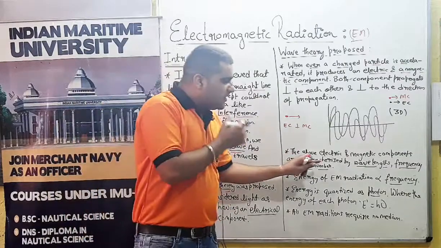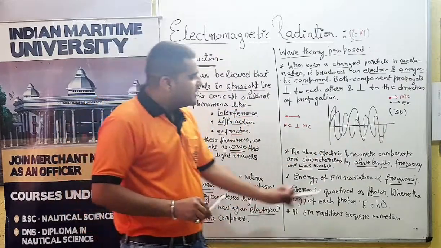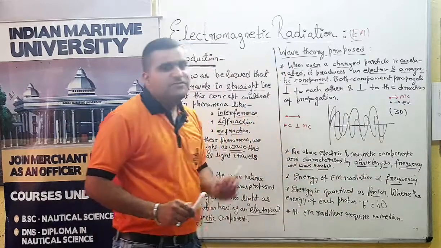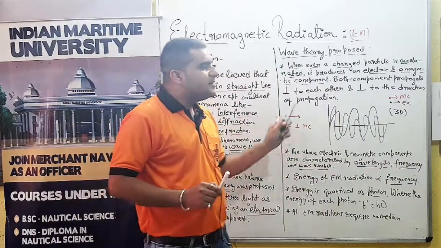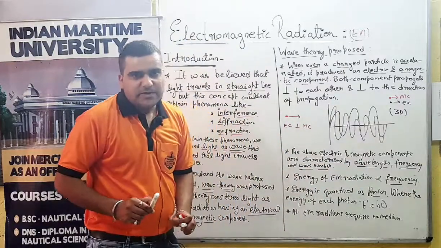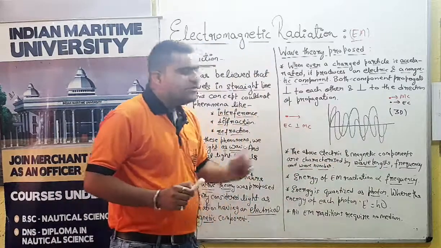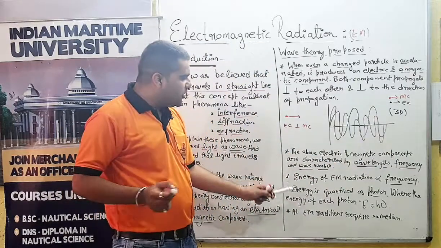Second, the electrical component and magnetic component are characterized by wavelength, frequency and wave number. That means each component has its own wavelength, frequency and wave number. We will later understand what we mean by wavelength, frequency and wave number. For now, let's move on.